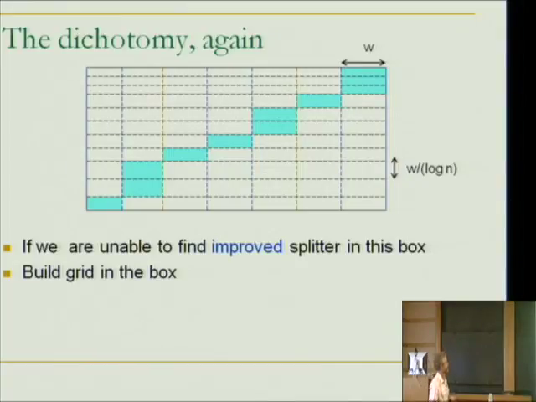Okay, so now the dichotomy again. If we're unable to find an improved splitter, just a single improved splitter, but remember, we're now looking for splitters everywhere throughout the entire thing, except at the very ends, then build a grid.